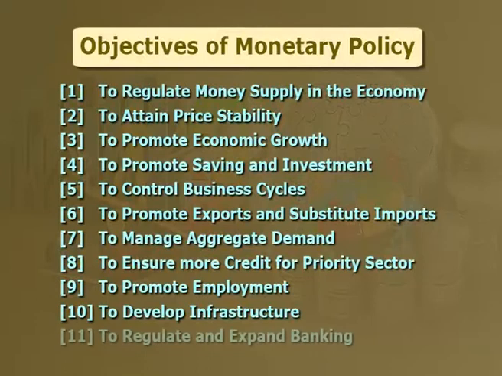Monetary policy aims at developing infrastructure. It provides concessional funds for developing infrastructure. Point number 11. To regulate and expand banking. RBI regulates the banking system of the economy. RBI has expanded banking to all parts of the country. Through monetary policy, RBI issues directives to different banks for setting up rural branches for promoting agricultural credit.